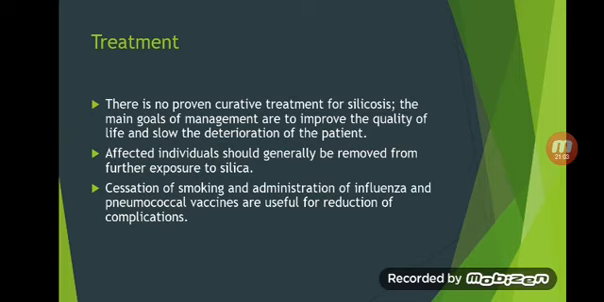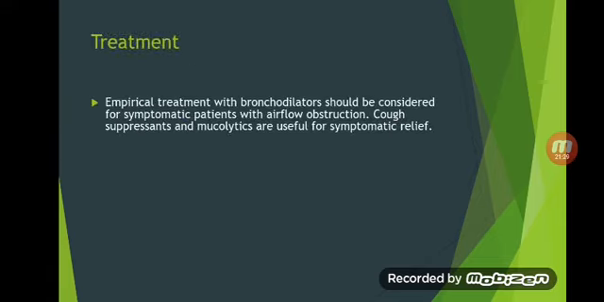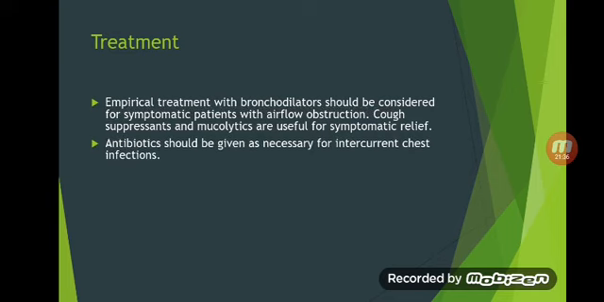For example, if the patient is having wheeze or airway obstruction, we can give him a bronchodilator. If the patient is having fever, SIRS, systemic inflammatory response syndrome, or sepsis, we give the patient antibiotics. So we treat the patient symptomatically. If there is a need for bronchodilators, we give bronchodilators and cough suppressant. If there is a need for antibiotic, we give an antibiotic.